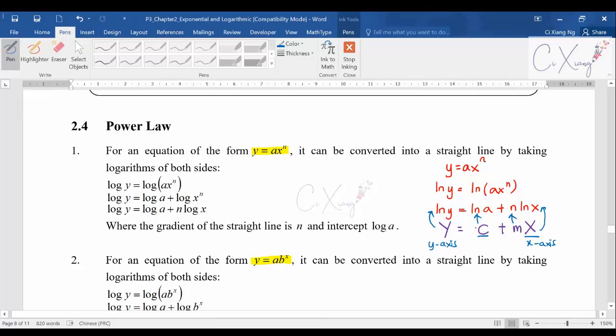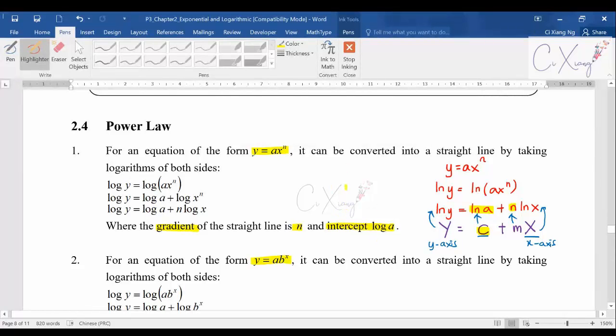So you have to compare, y equals mx plus c. This is how you compare. If you don't want to take log, you can also take ln. That's why I show you here in our notes. The gradient of the straight line, that means the m, is actually the value of n. And the intercept is actually log a or ln a, depending on whether you are taking log or ln. If you are taking log, then the intercept c is log a. This is the first pattern.